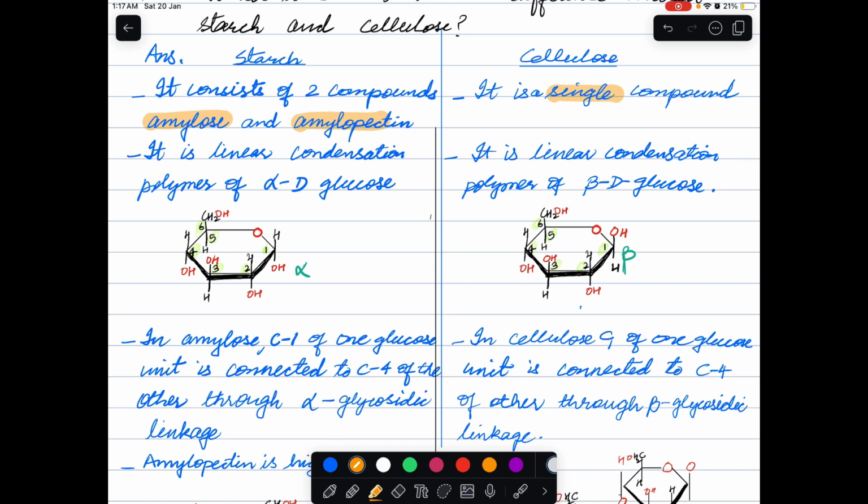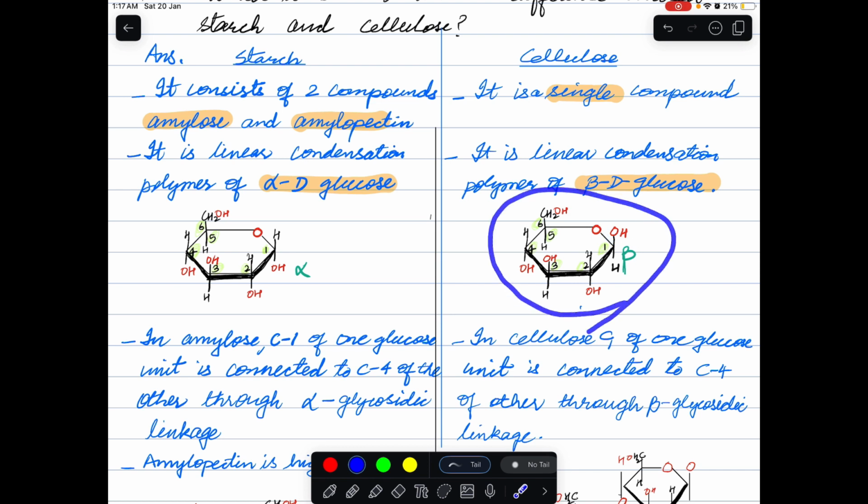Next major difference is that starch is a polymer of alpha D-glucose, while cellulose is a polymer of beta D-glucose. What is alpha D-glucose? In case of alpha D-glucose, on the first carbon we have OH group below the ring of the molecule, while in case of beta D-glucose, this is your beta carbon. So here the OH group is above the plane of the molecule. If OH on first carbon is below the ring, it is alpha D-glucose, and if it is above the ring, it is beta D-glucose.